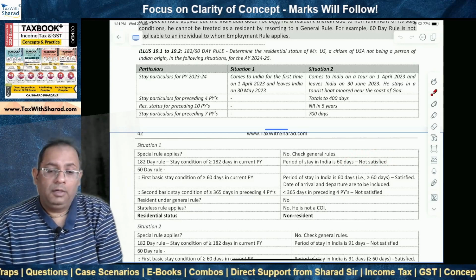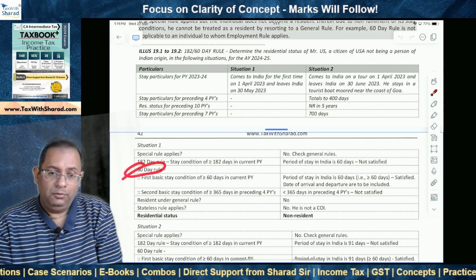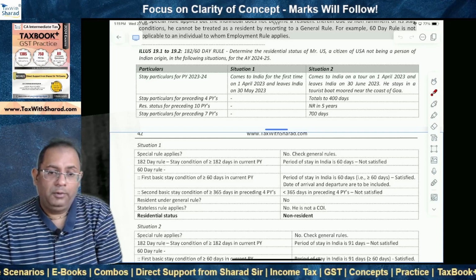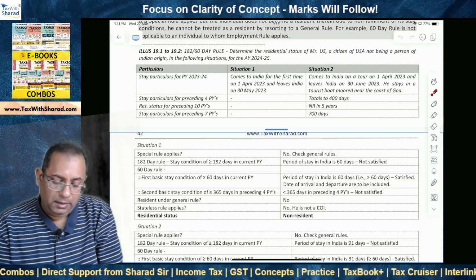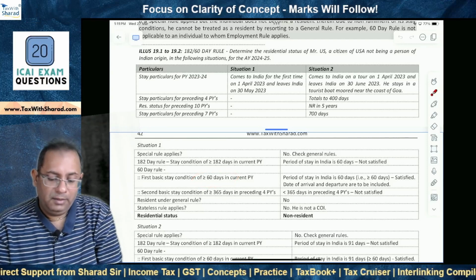Then we move to the alternative rule, which is the 60-day rule. And here there are twin basic stay conditions. The first basic stay condition is what? Whether the person is in India for 60 days or more in the current previous year.